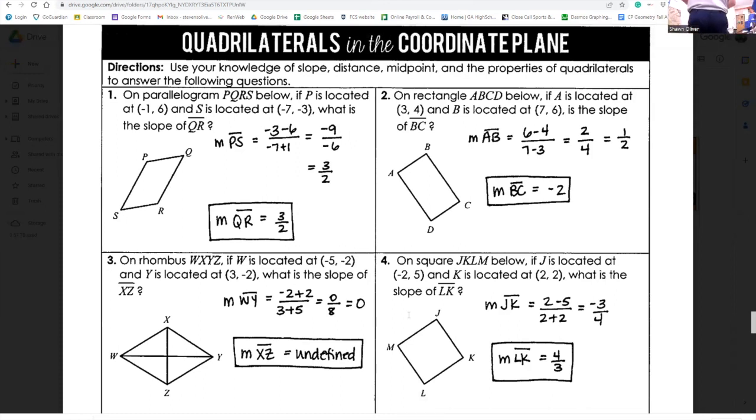So when you see slope, it says the parallelogram and it gives you 2 points. Okay, so automatically we're on a coordinate plane because it gave me 2 points. What is the slope of QR? It's telling you. And then down here it says, what is the slope? Okay, so if it's asking for slope, we're using slope: change of y divided by the change of x.